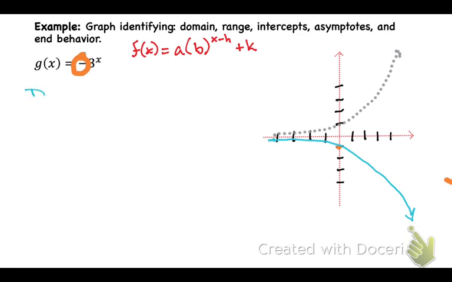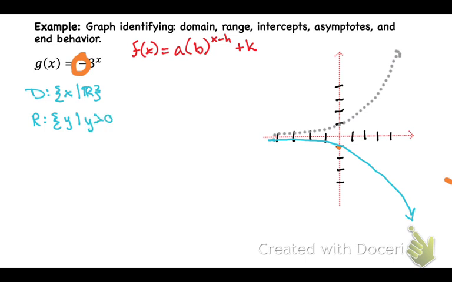So my domain is what? All real numbers still. Are we going to get one that's not all real numbers? Not unless it's an application problem, no. Range: y is less than 0.